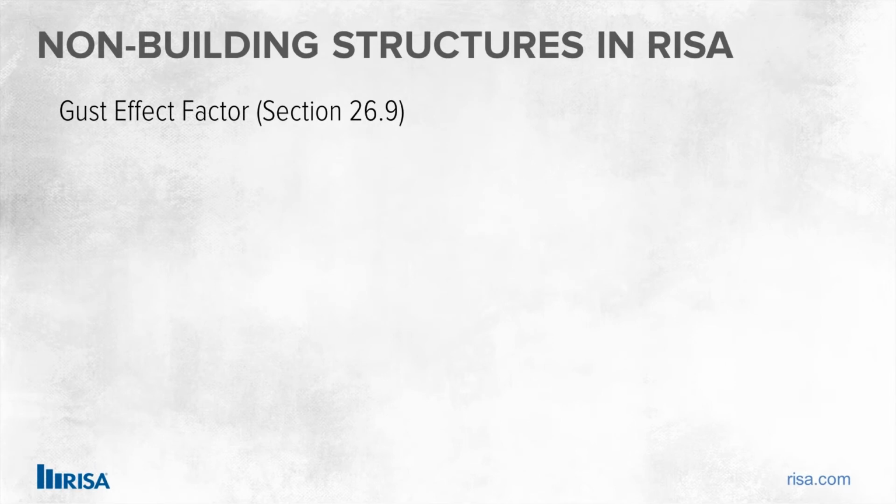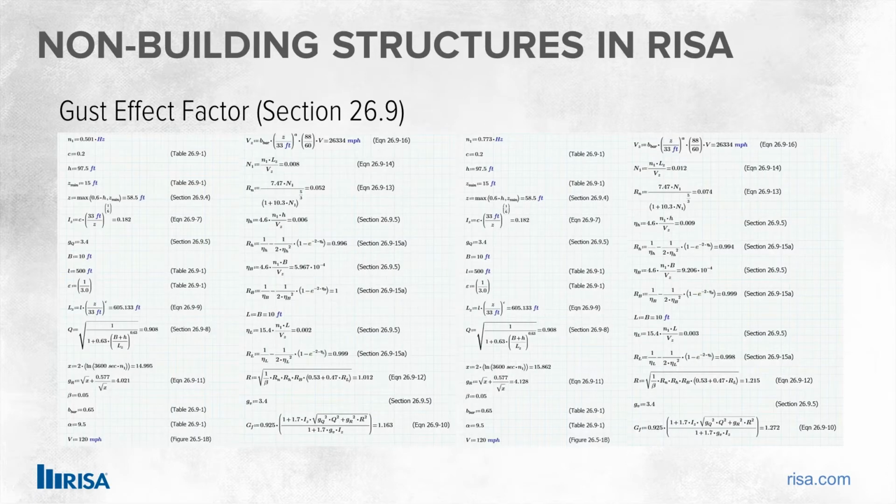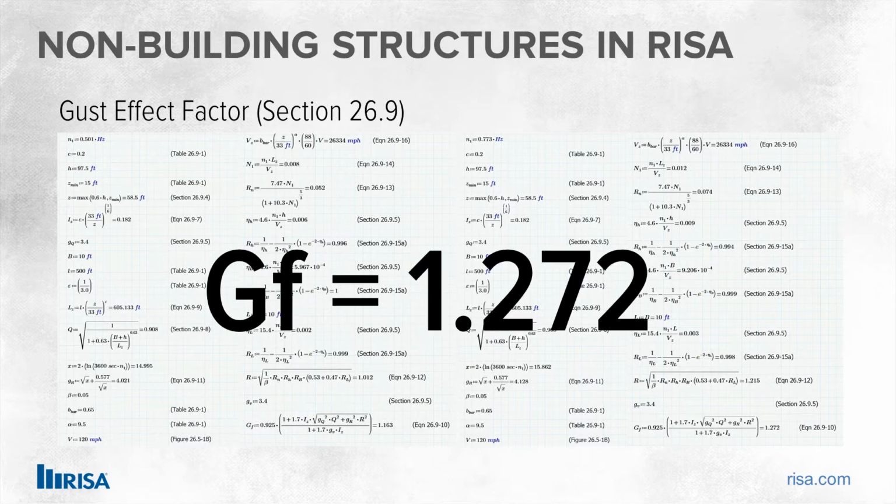So coming in here for the gust effect factor, it's very easy. As you saw before, we were able to consider a rigid gust effect factor of 0.85. For a flexible gust effect factor, all we have to do is just this simple calculation as outlined in the ASCE 7. And when we get to the end of this calculation, what we'll find is that our flexible gust effect factor is 1.272 in this case.